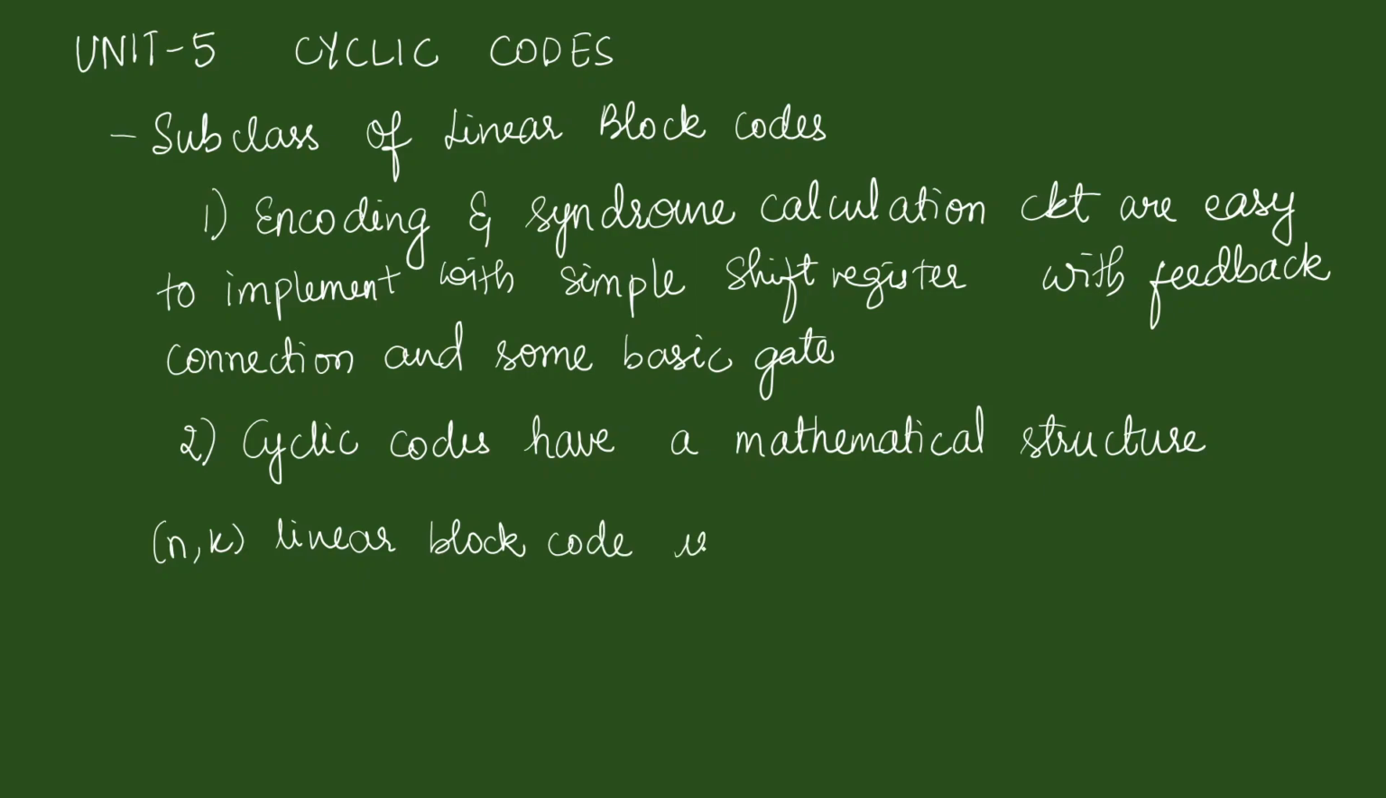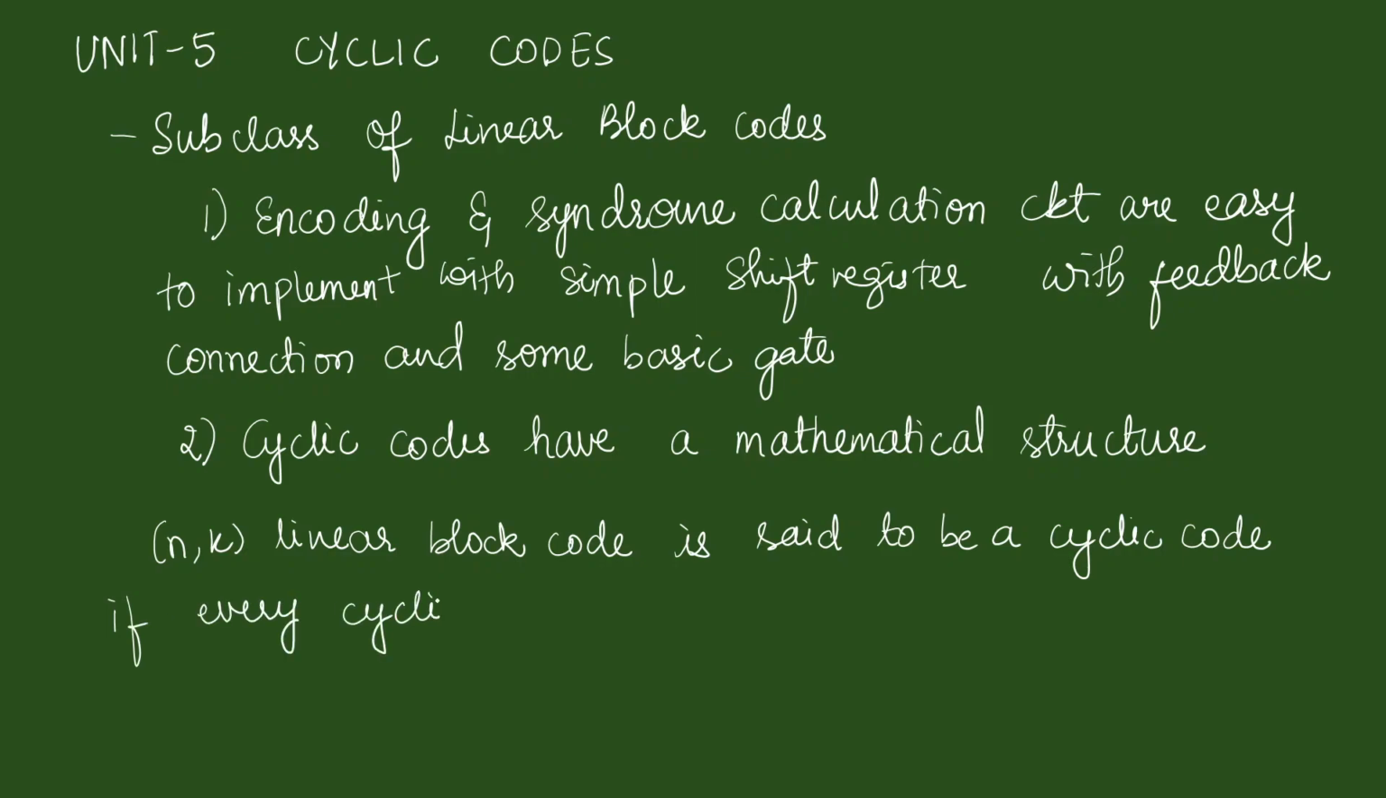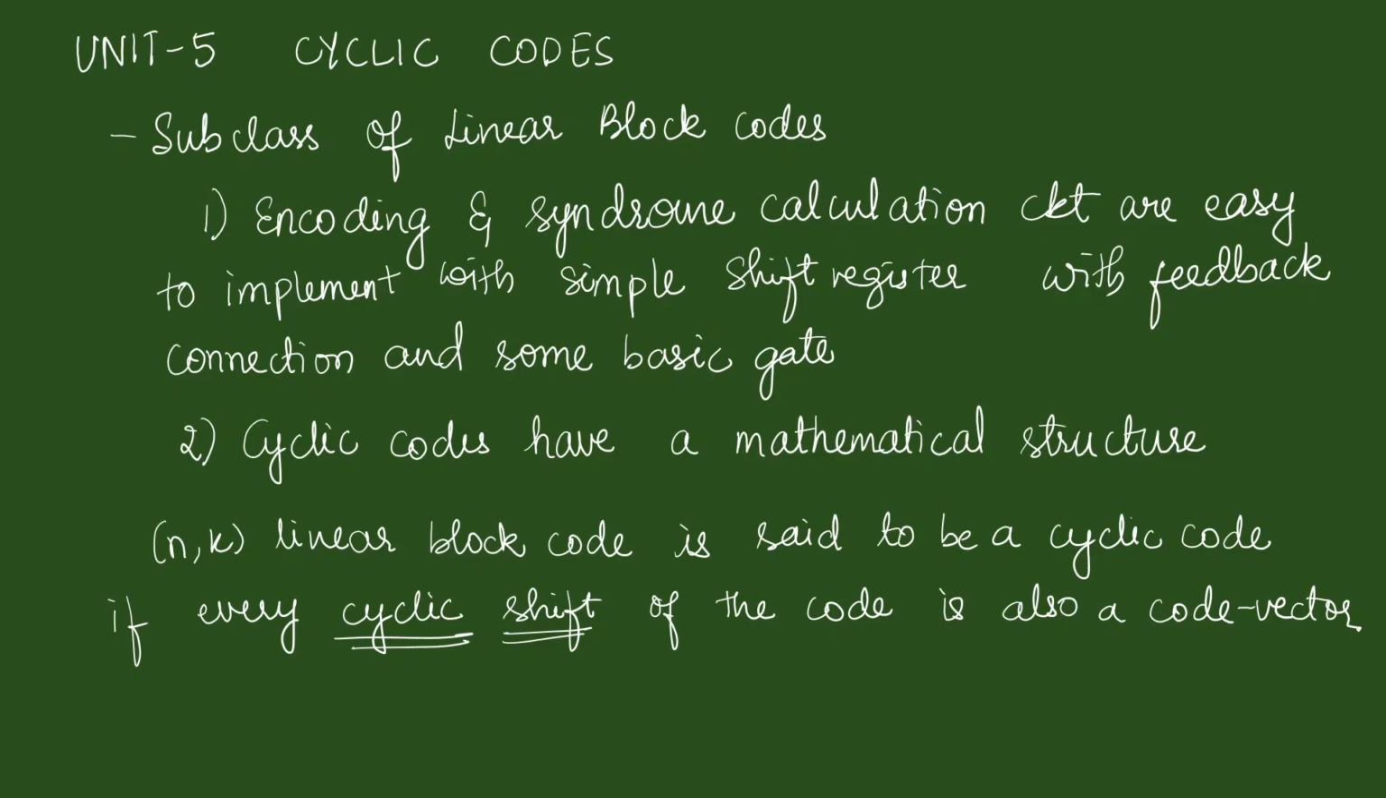Since I say this is a subclass, an (n,k) linear block code is said to be a cyclic code if every cyclic shift of the code vector is also a code vector. That is the uniqueness, and that is why the name cyclic codes has been provided.